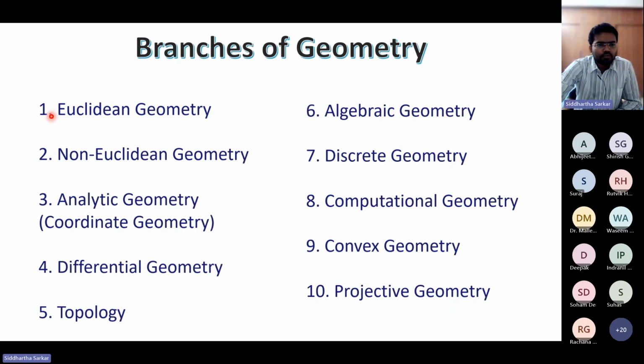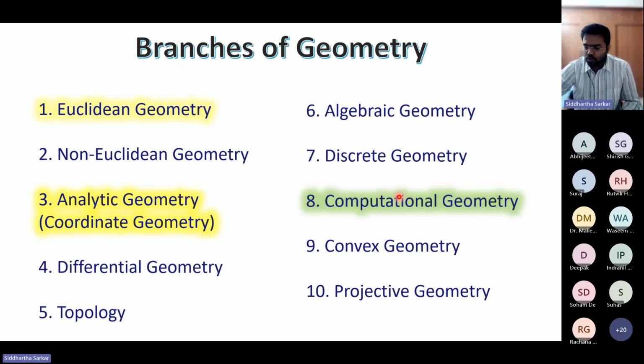The one we're most familiar with is Euclidean geometry. Then comes non-Euclidean geometry, hyperbolic geometry, elliptic geometry, many other things which I myself do not understand. And the other familiar branch of geometry is coordinate geometry, which is also called analytic geometry. Then there is differential geometry, topology, algebraic geometry, discrete geometry. Discrete geometry is also called combinatorial geometry. And then there is computational geometry, convex geometry, projective geometry.